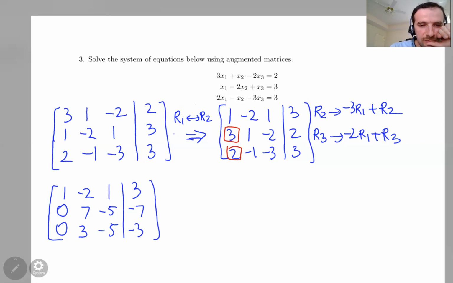Now the next step would be, what can I do here? So I have to make this entry 1, right? And how can I do that? I can just multiply the second row by 1/7. So row 2 will be 1/7 row 2.